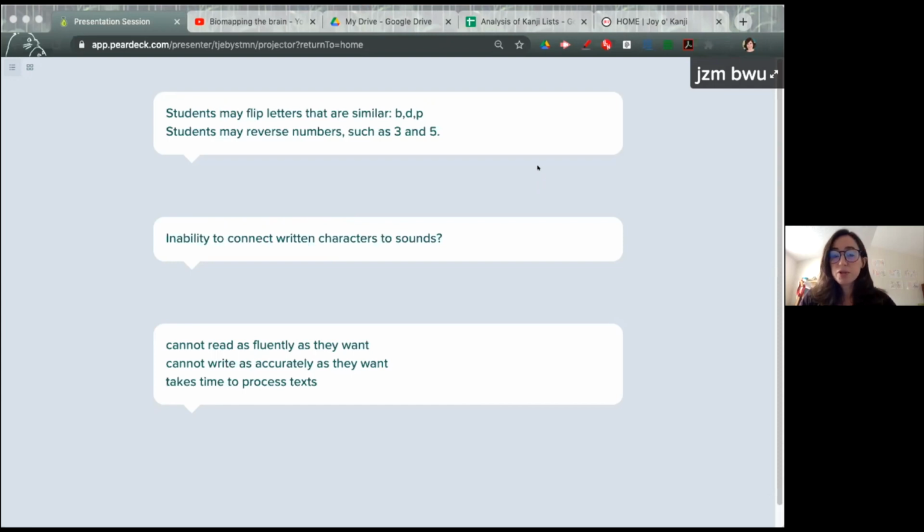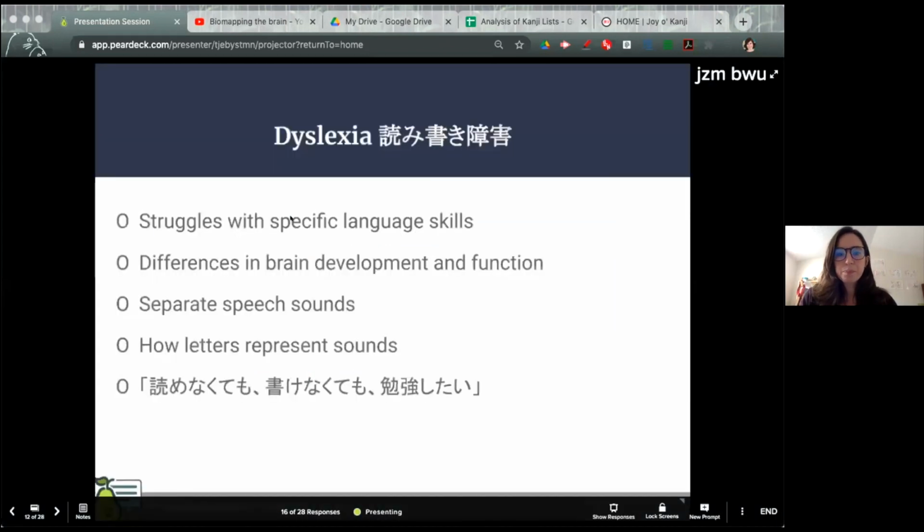They might reverse things. And they're having trouble connecting the sounds of a word to the characters in front of them. And then because of that, they're not reading as fluently. It takes time to process it. But the same students, if they hear the same level of content, could process it a lot more easily.